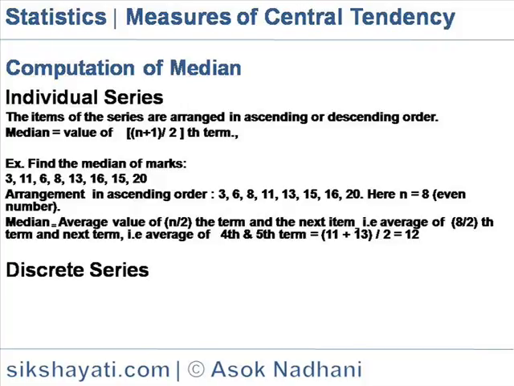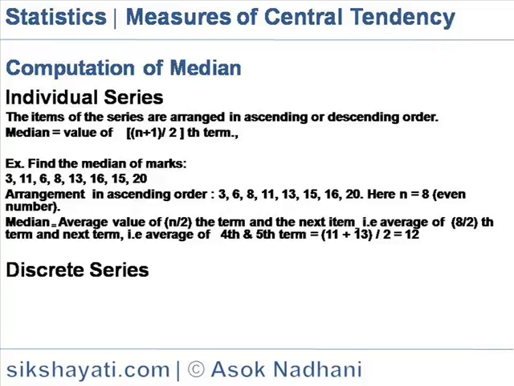Find the median of marks 3, 11, 6, 8, 13, 16, 15, 20. So we arrange the numbers in ascending order: 3, 6, 8, 11, 13, 15, 16, 20. Here n is equal to 8, that is an even number. So median is the average of the n by 2th term and the next item. So the average of 8 by 2, that is the 4th term, and the next term, the 5th term. The 4th term is 11, the 5th term is 13. So (11 plus 13) by 2 is equal to 12.